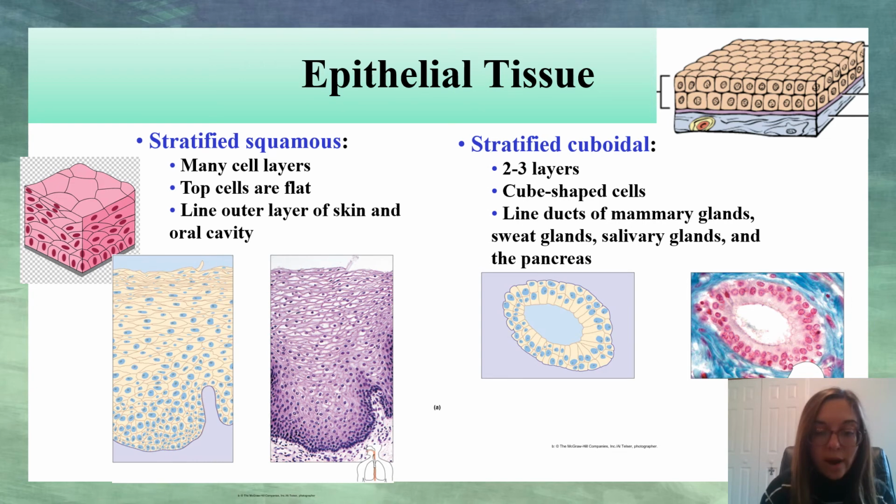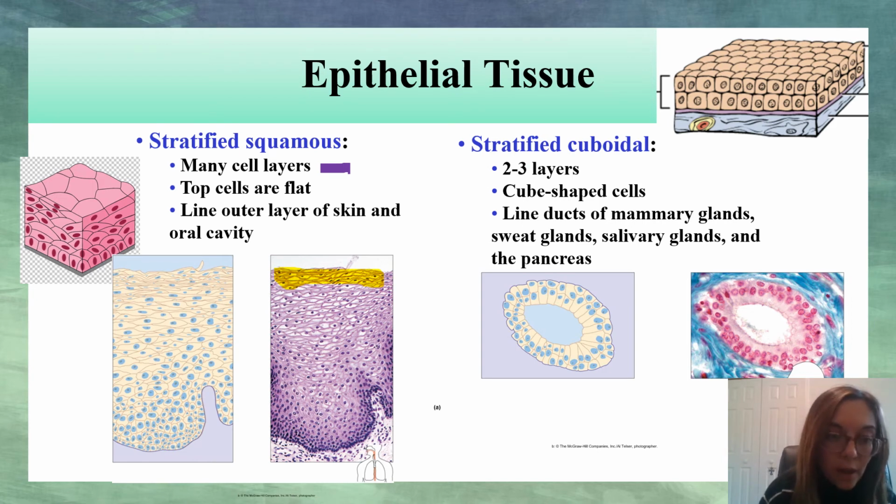Next, we have stratified squamous. Stratified means there are many cell layers. Squamous, remember, means that they are flat cells. Especially the top cells are going to be more flat looking than the bottom cells. So we can see that in this real picture here. It's a nice picture. The top cells are flat.